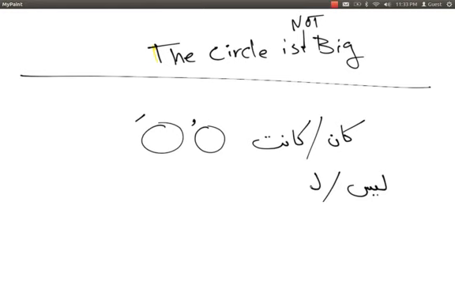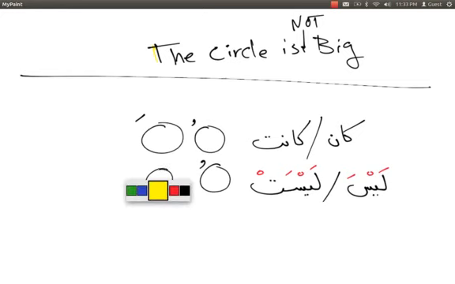Okay, and its feminine form laysat. Laysa, laysat. Now, grammatically speaking, laysa is in the same category as kana. So it behaves exactly the same. It comes in front of the sentence and it leaves the subject with the dhamma and replaces the dhamma of the piece of news with fatha.